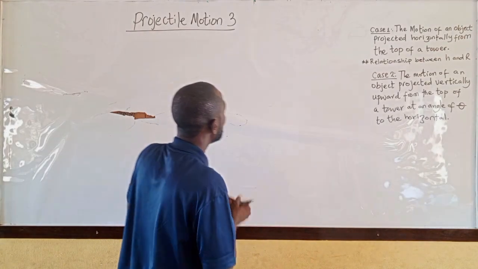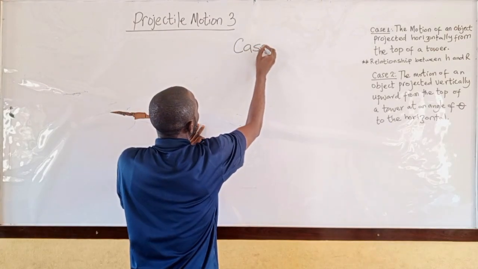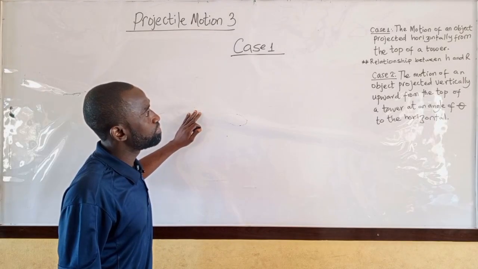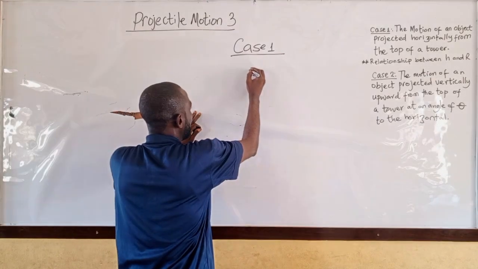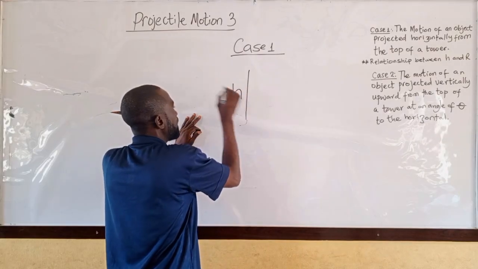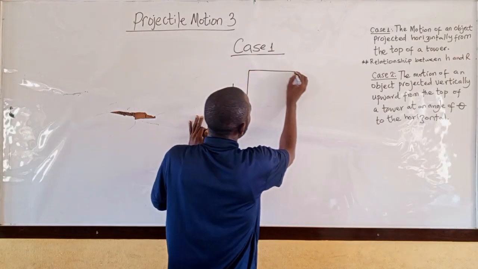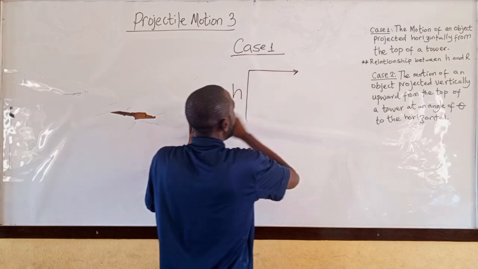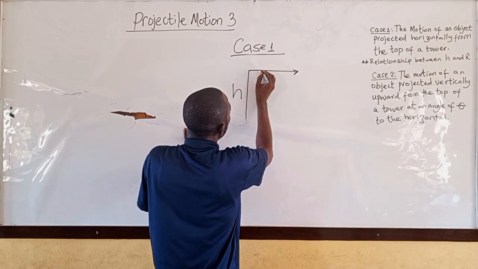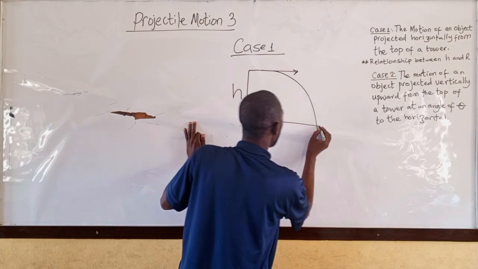Case one. So let's go, case one, class. Now, looking at this diagram, we have a tower like this. This is our tower of height H. A body is now projected horizontally like this, from the top of this tower, then it will move in this direction. When it gets to this place, it will come down in this part.